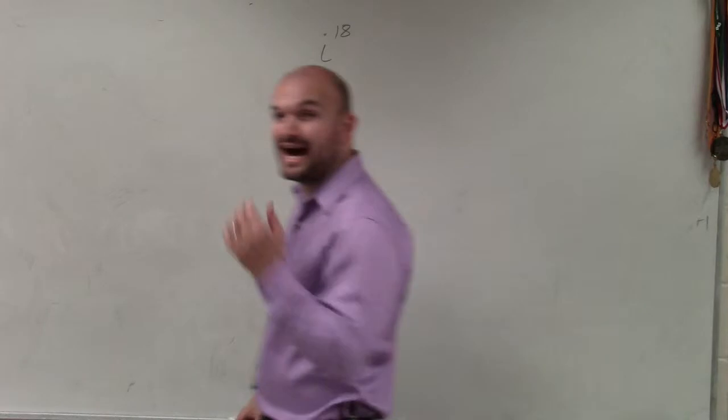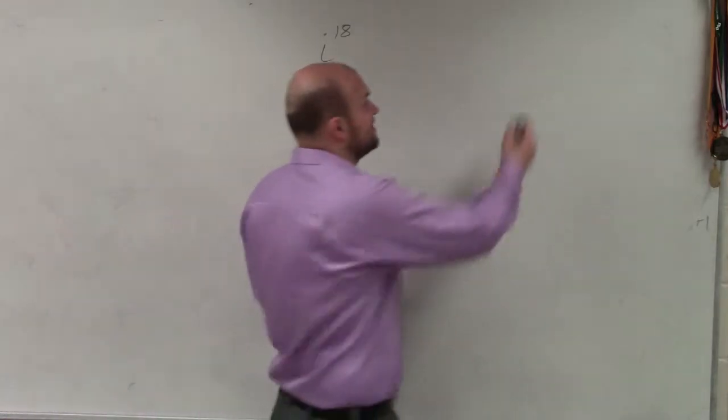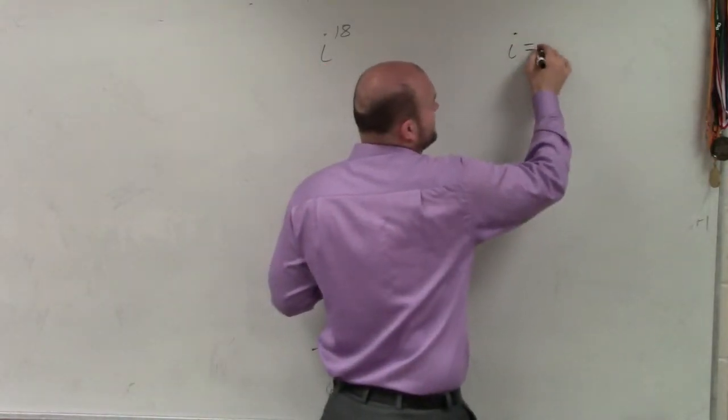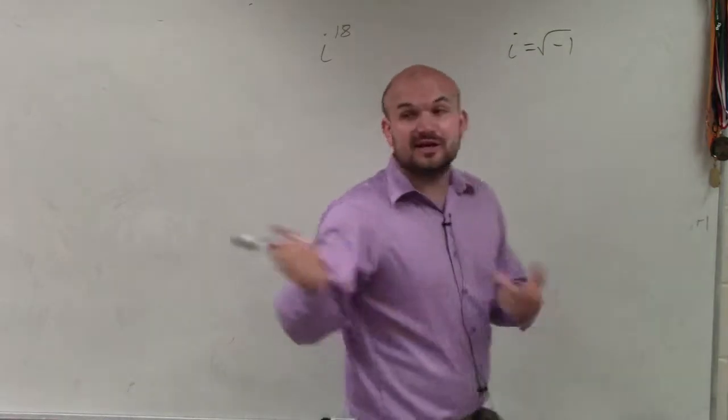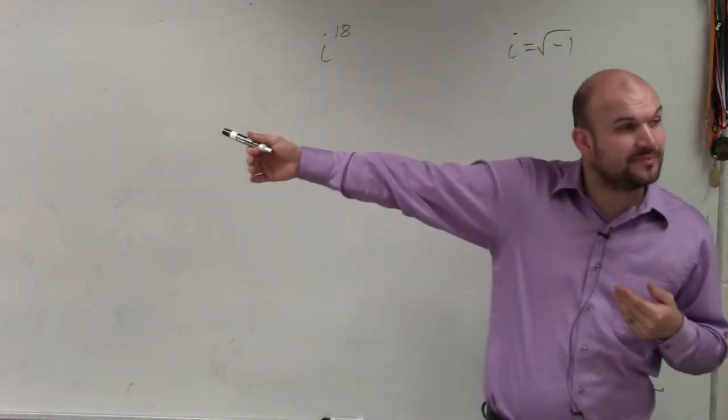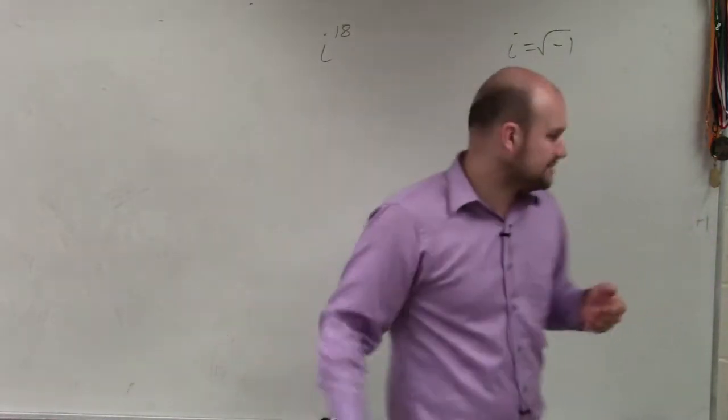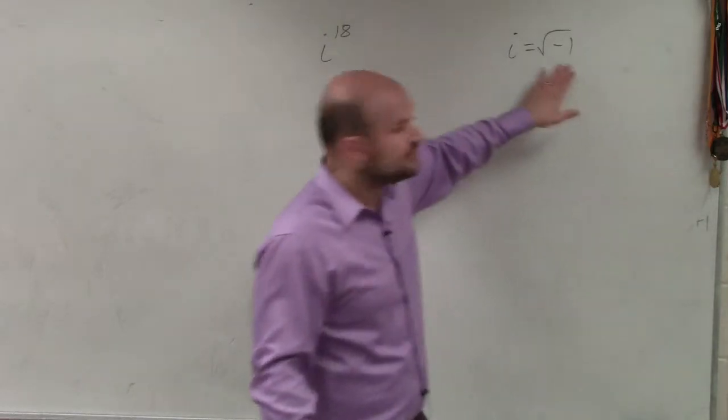Really quickly, the next thing I'd like to do is show you how to simplify i to the 18th. The only thing we've talked about is i is equal to the square root of negative 1. You can see I have the table, and I left that table up there. But what I'm going to do is show you how to recreate this table.